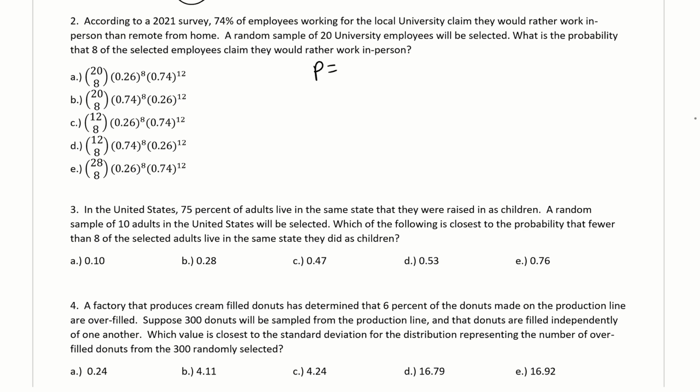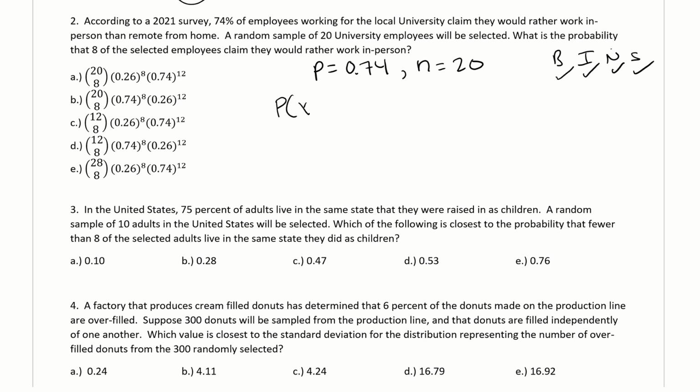So in this case, the probability of success is 0.74 as far as they would rather work in person. And then we have 20 trials, 20 university employees. So we have the probability of success is the same. We have the number of trials, right? We just did these 2, so check for those 2. Each employee is independent from the next in their preferences. And then binomial or binary success or failure, right? They would rather work in person versus not in person. All right, so in this case it is binomial.